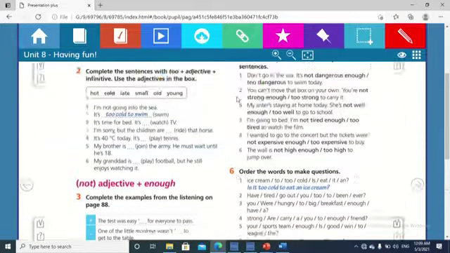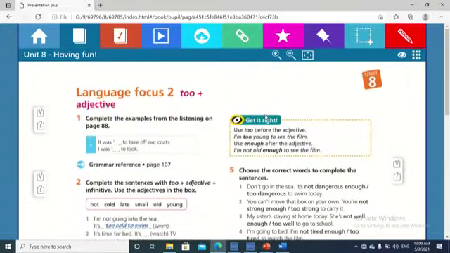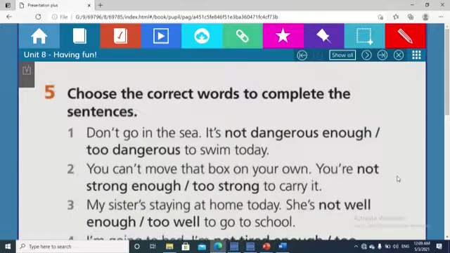Okay, what about get it right? Use too before the adjective. I'm too young to see the film. Use enough after the adjective. I'm not old enough. So, too before the adjective, enough after the adjective. Choose the correct words to complete the sentences. Of course, we should recognize the difference between too and enough. If you want less of the adjective, use too. If you want more of the adjective, use enough.